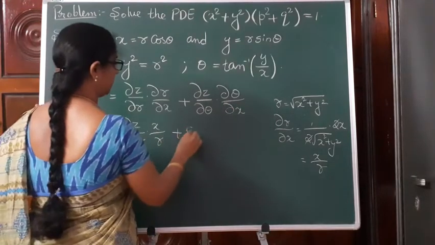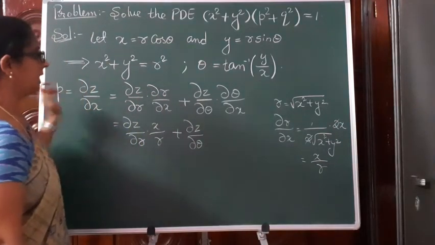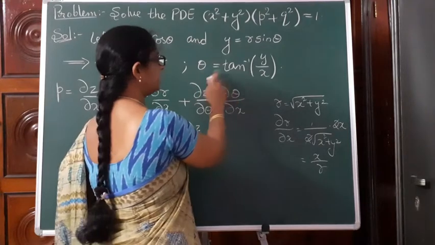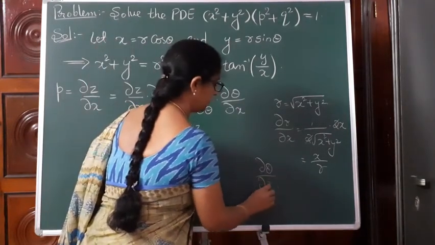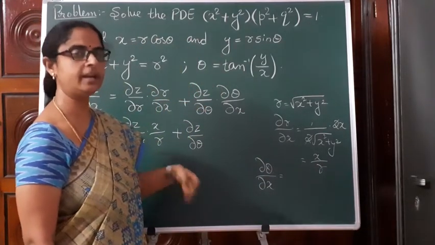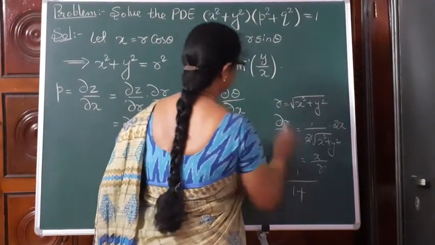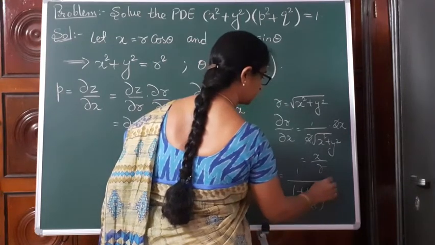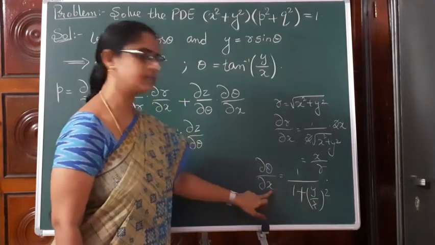Plus ∂z/∂θ is not known to us, so we leave it like that. What is ∂θ/∂x? Theta is tan inverse y by x. Now ∂θ/∂x means the derivative of tan inverse f(x), which is 1 by 1 plus f(x) whole square into f dash of x. Therefore, the derivative of tan inverse y by x is 1 by 1 plus (y by x) whole square into the partial derivative of y by x with respect to x.